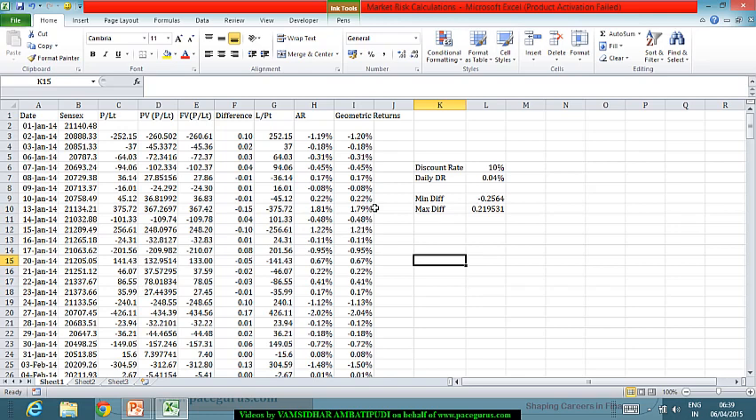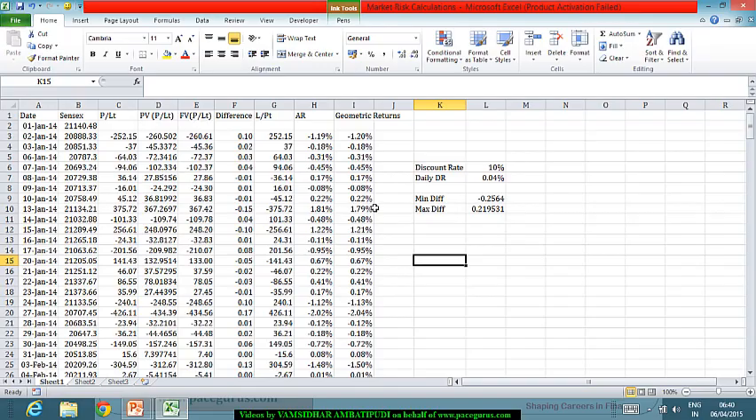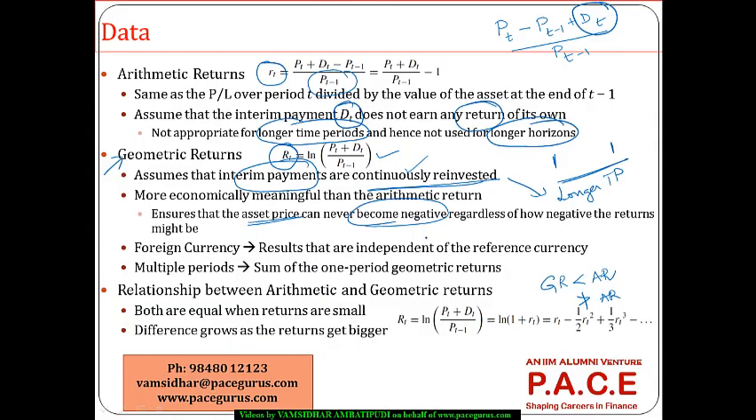Whereas in the arithmetic return case, if the return goes below minus 100%, there is a good chance that the price goes negative, meaning the Sensex value goes negative, which is not possible in the real world. Whereas the geometric return mechanism ensures that the price can never become negative, whatever may be the return. So it is more appropriate for the modeling of prices. And at the same time, there are many other advantages.